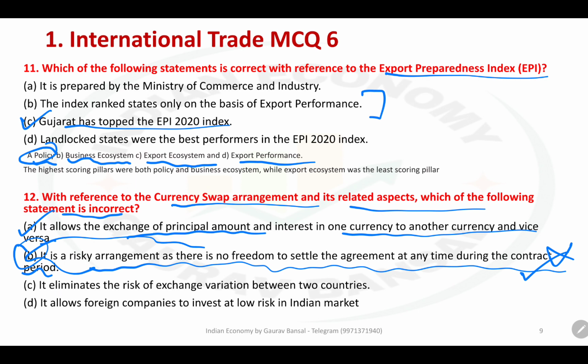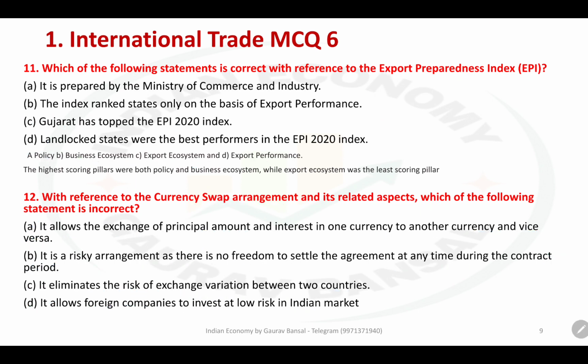The other options are that it eliminates the risk of exchange variation between two countries. Yes, that is correct. It actually eliminates or very significantly reduces the risk. It allows foreign companies to invest at a low risk. Obviously, it is all about reducing the risk. So B is obviously wrong. And with that, we have concluded the questions here. So this topic is complete.